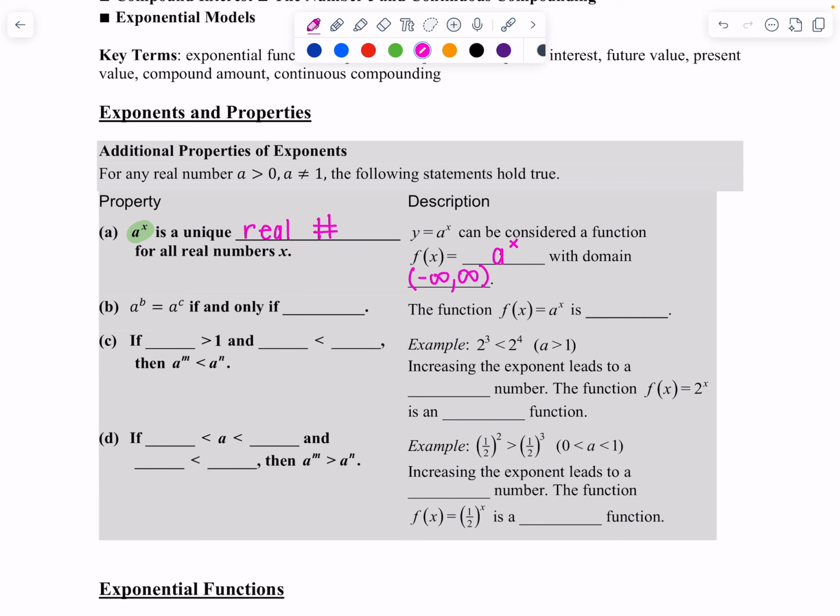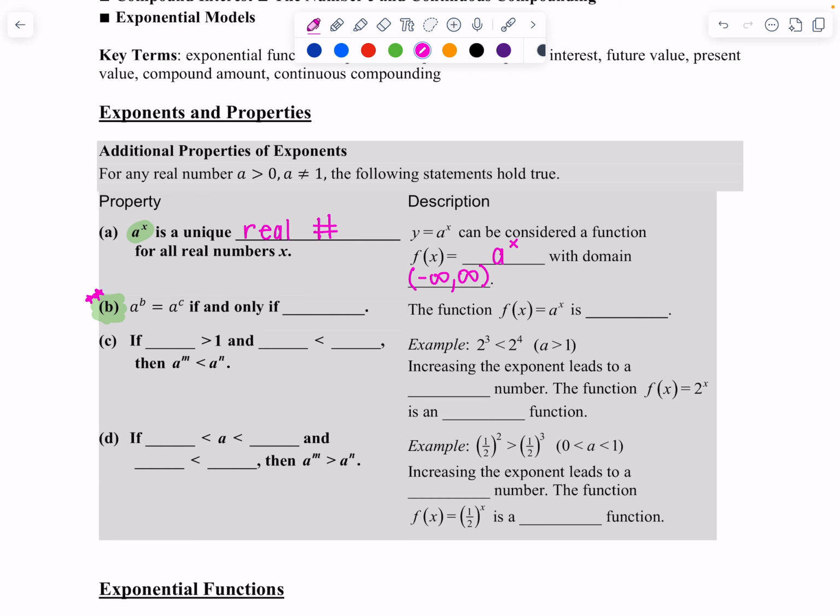Now, let's go to property B, because property B is going to be the property we use to solve these exponential equations soon. Once again, property B is what we will use when we are solving exponential equations later in the section. So we're going to highlight property B, and we're also going to star it, because you're going to see this come back again.